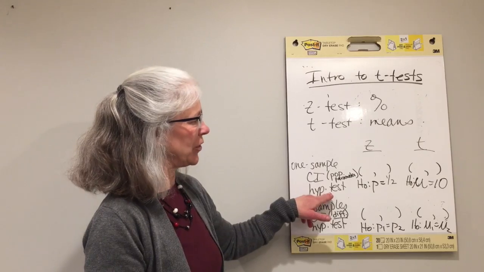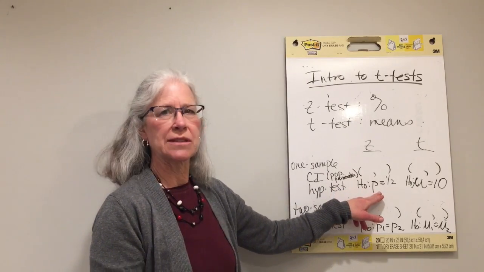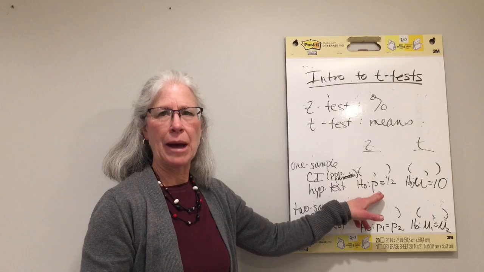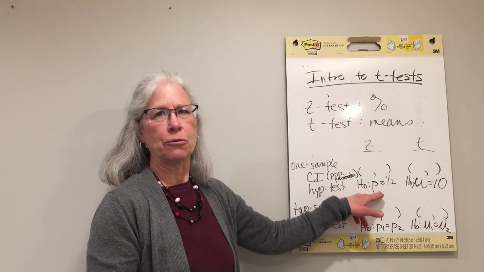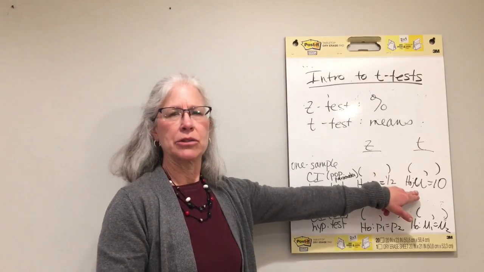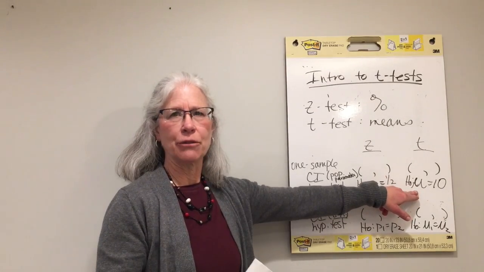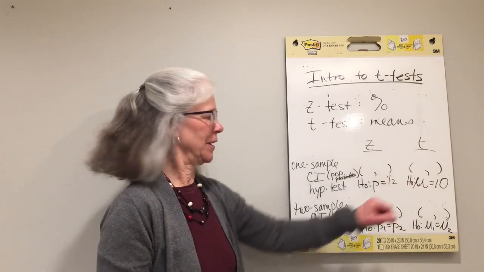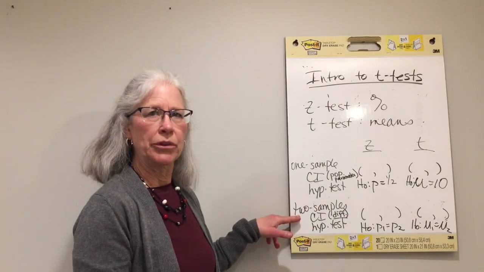We'll be doing hypothesis testing, whereas before we would test a hypothesis like half of the population in the country has been exposed to the coronavirus. Now we're making a claim about a mean. The average age of 5th graders is 10. And then we'll switch to two samples.